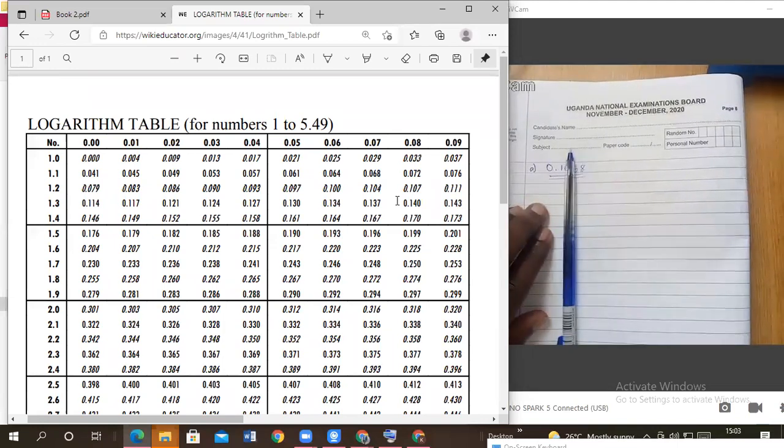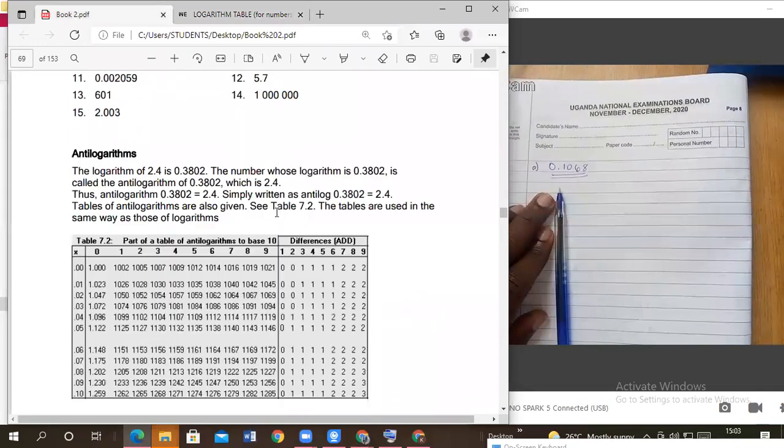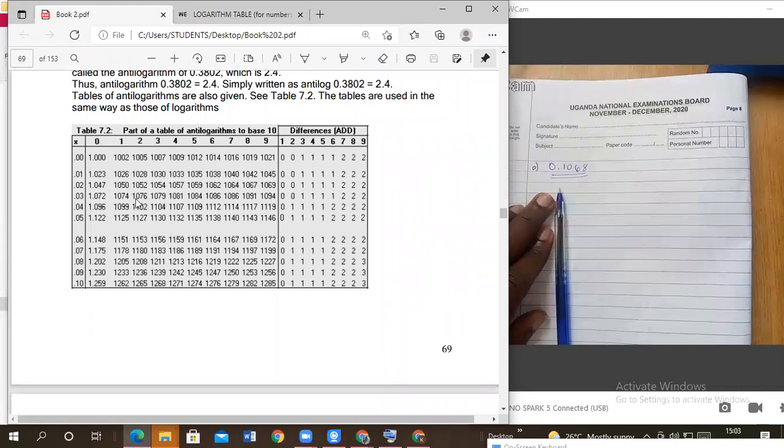Let me show you from this table, because this one is giving us only 3 decimal places. Let's use this table, the one I'm using. Let's look for 0.1068. Look for that. It's not there.